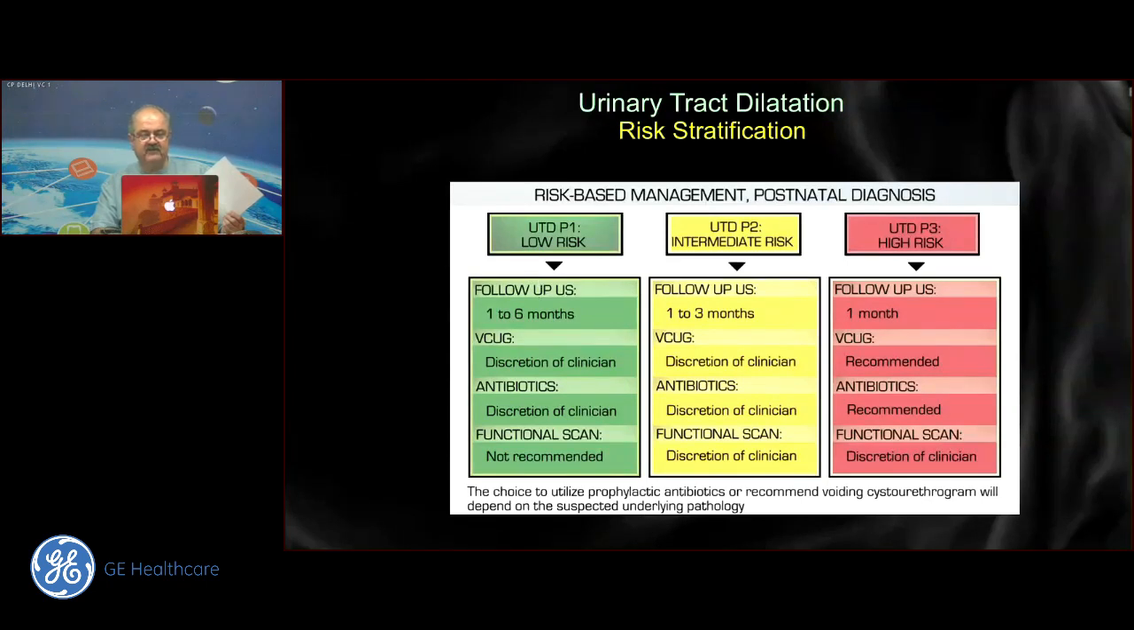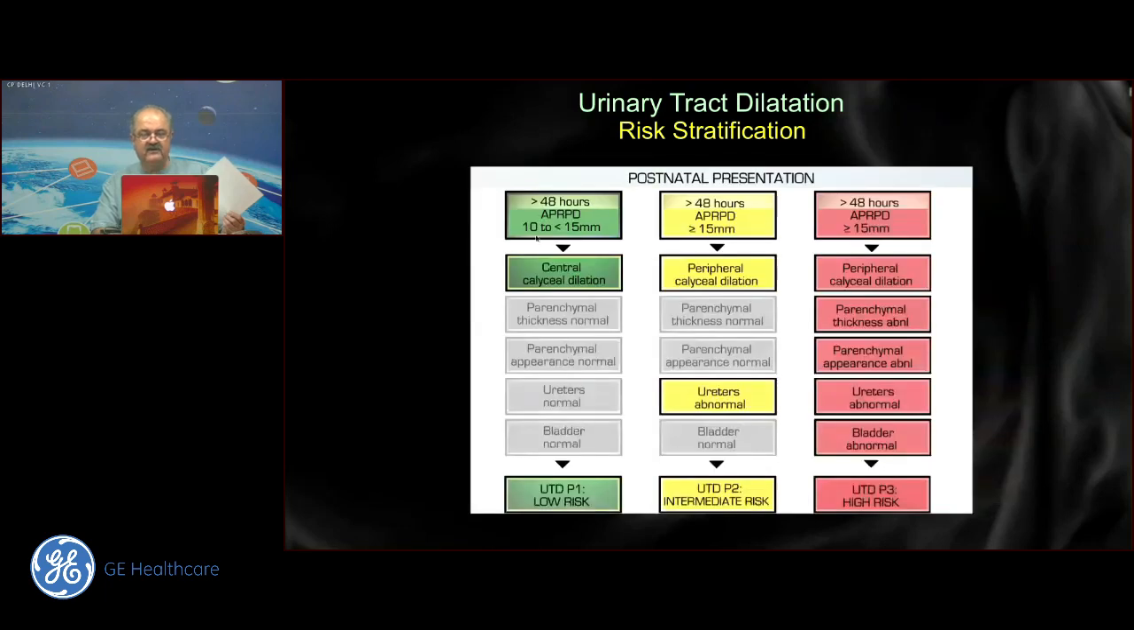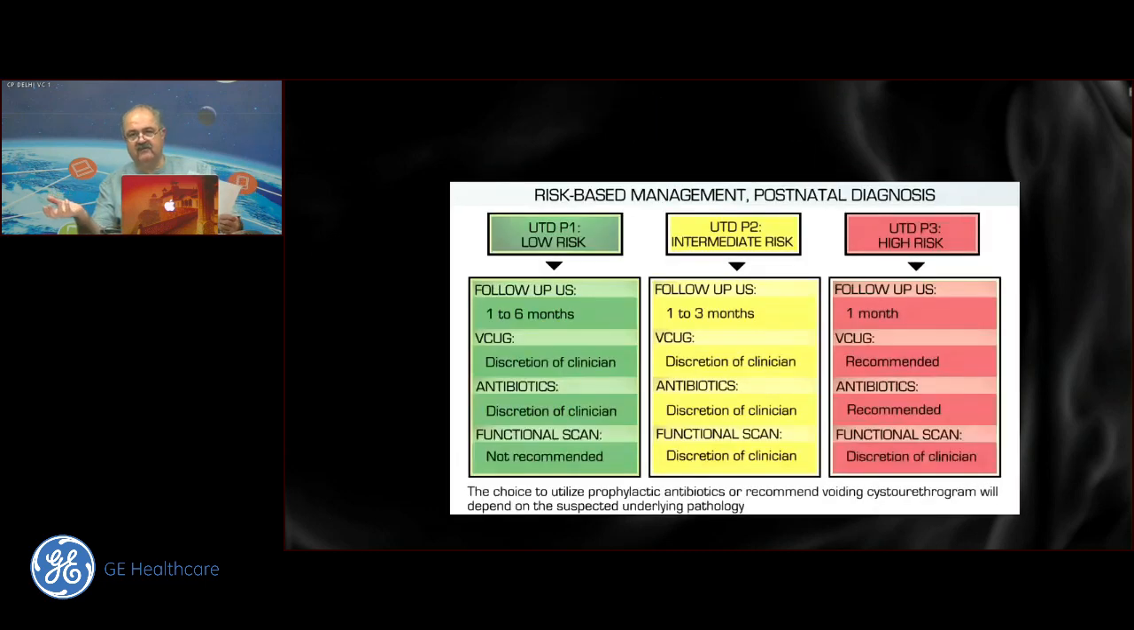Yes, you stratify the risk on the basis of this report that I showed you, or whether it is after birth 10 to 15 millimeters, greater than 15 millimeters, and then also whether there was or not a parenchymal abnormality at that time, and depending on that, then you will refer to a surgeon who will then decide on whether a functional scan and a voiding study is required or not. So that is the way you would follow this up.